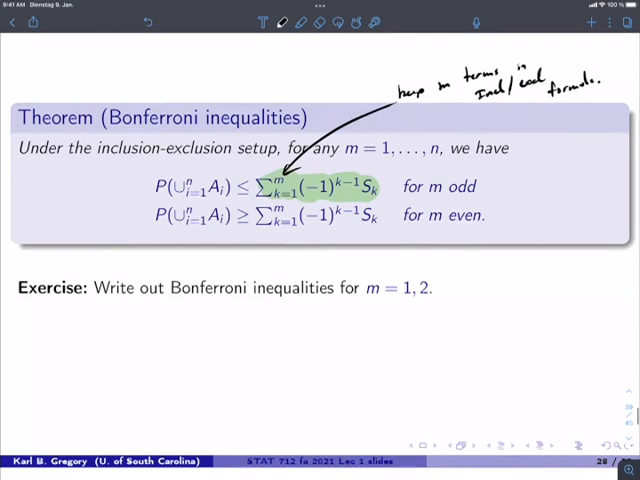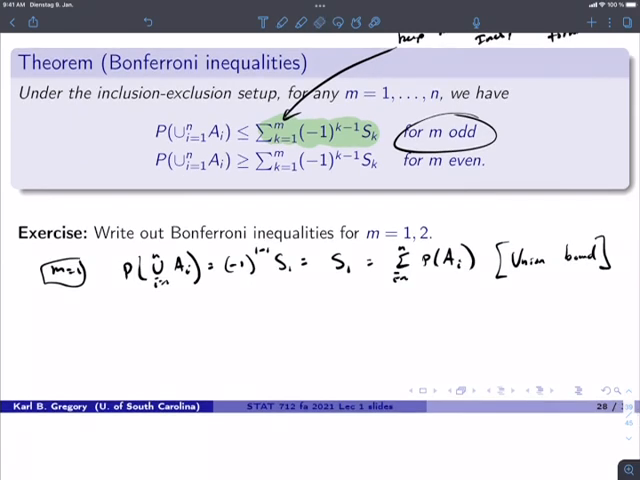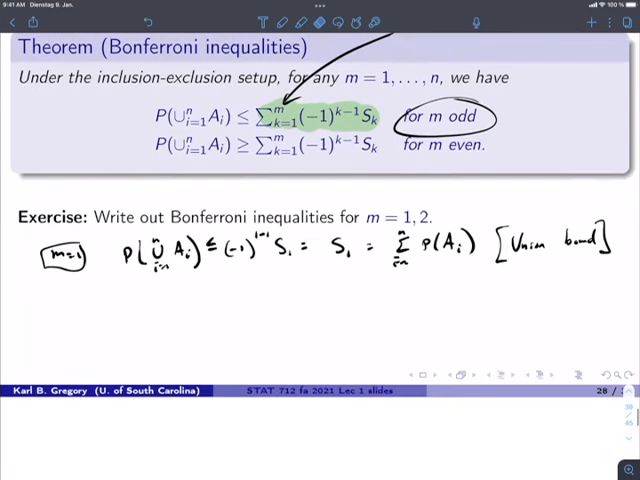Okay, so let's say I just keep m equals 1 term. If I just keep 1 term, then m is odd. And this tells me that I just have minus 1 times minus 1 times S1, which is just S1. Remember, S1 is just the sum of the probabilities. And this is what we already know as the union bound. That's the inequality we already know as the union bound.